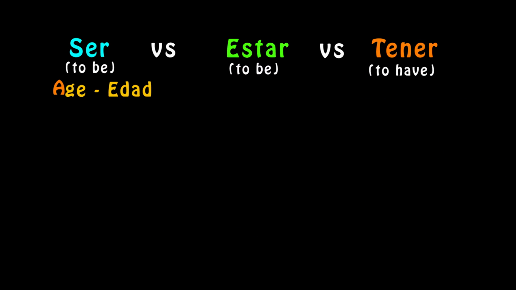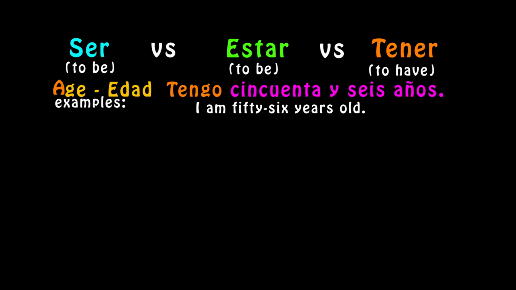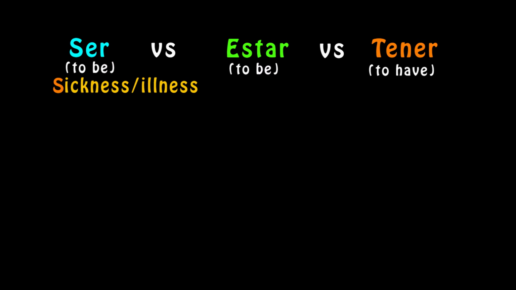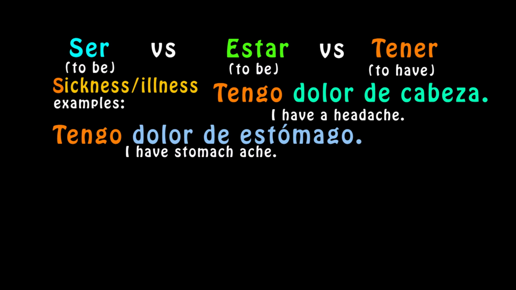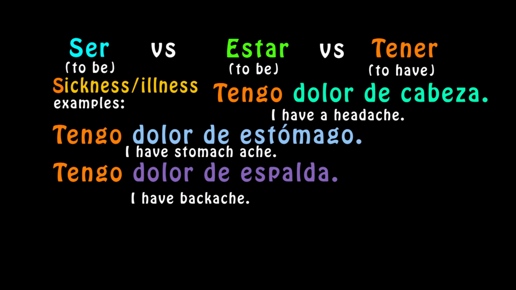For age, edad, for example, tengo 56 años. I am 56 years old. We also use tener for sickness and illnesses, enfermedades. Tengo dolor de cabeza. I have a headache. Tengo dolor de estómago. I have a stomachache. Tengo dolor de espalda. I have backache.